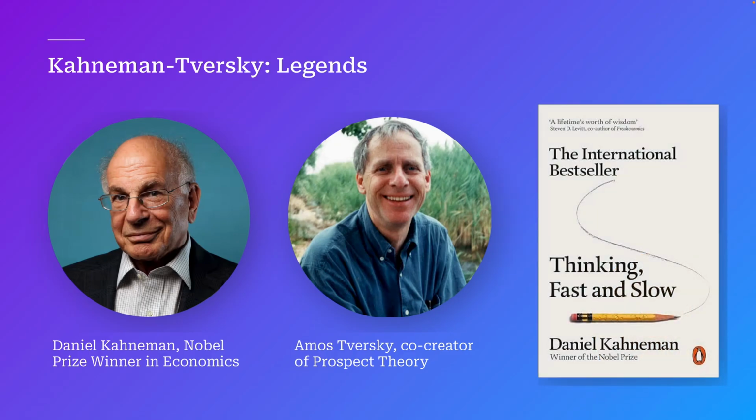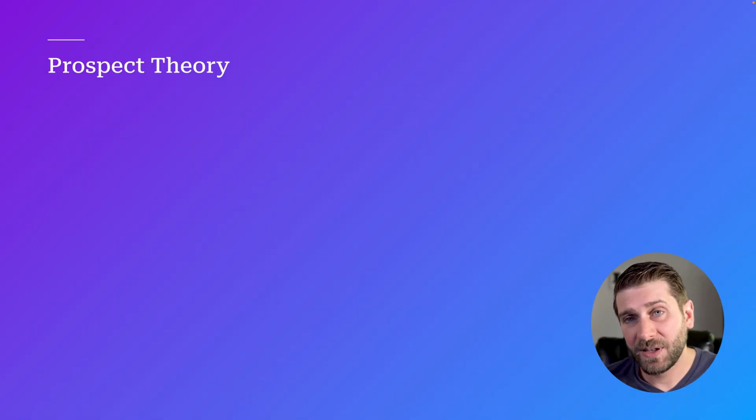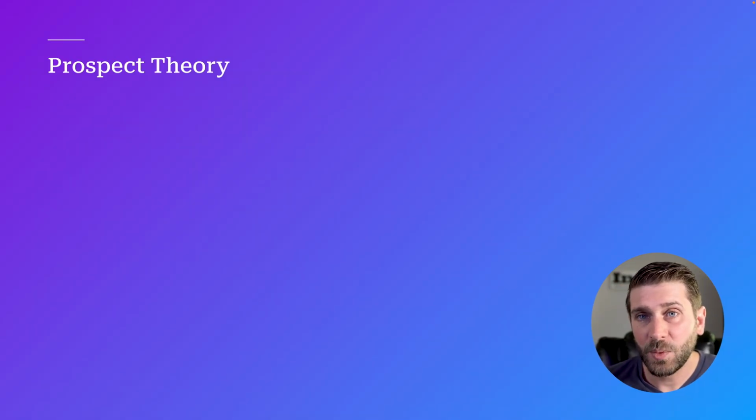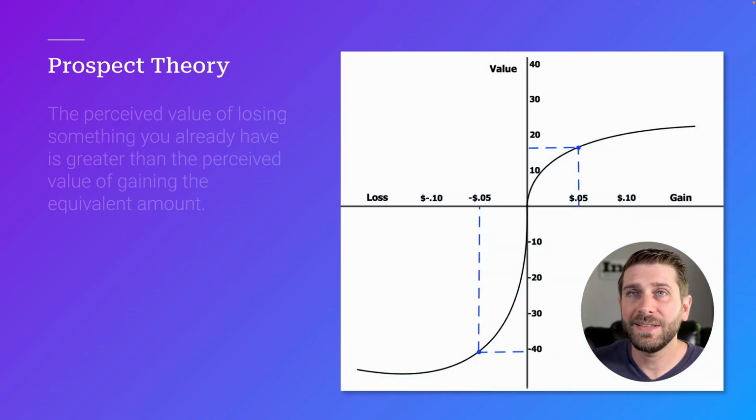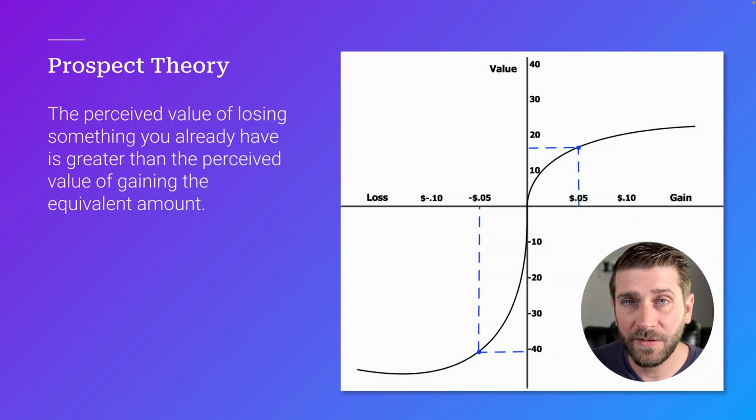Kahneman wrote this book called Thinking Fast and Slow. Maybe you've seen it. These two have done some amazing work. They are not the ones that created KTO, but it was named after them. And it was inspired specifically by this prospect theory that they worked on. So prospect theory is this idea that the perceived value of losing something you already have is greater than the perceived value of gaining the equivalent amount.